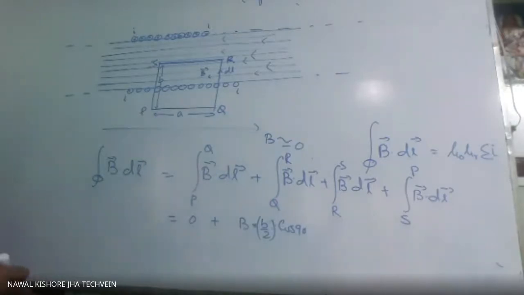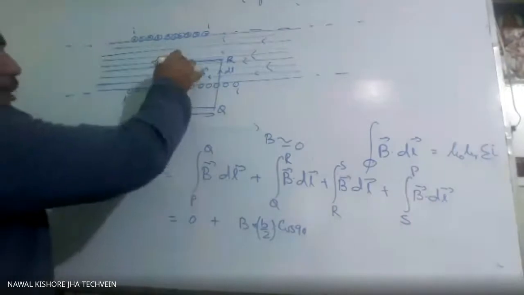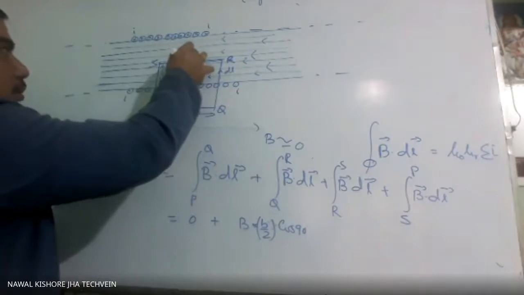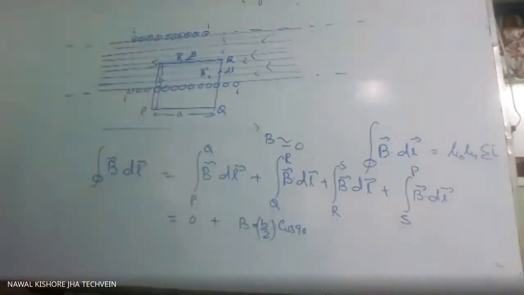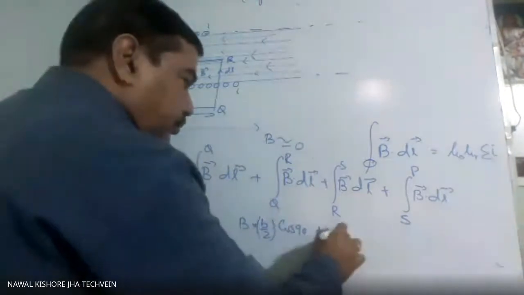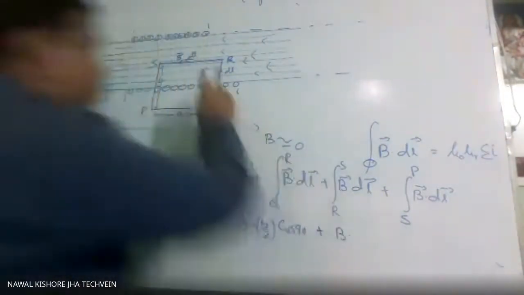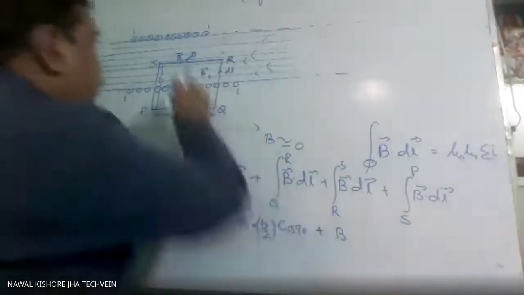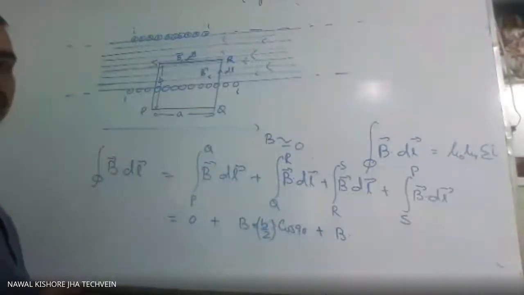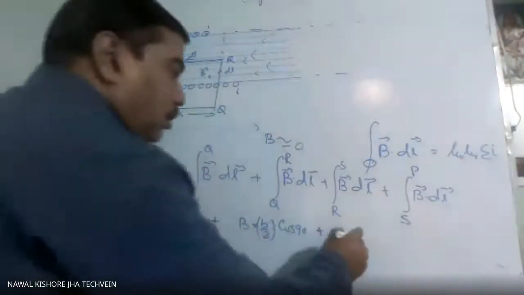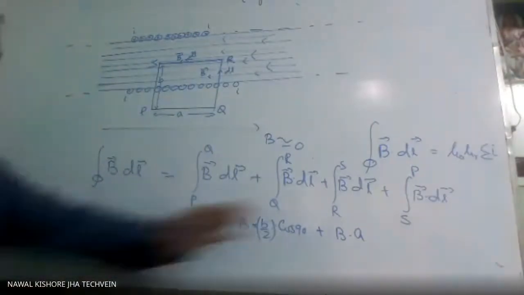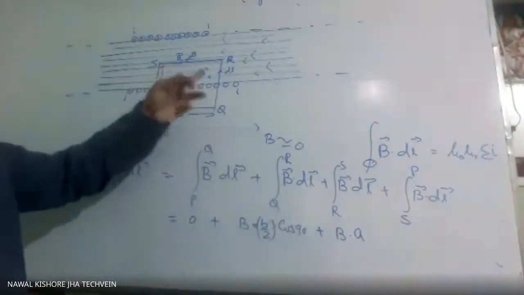R to S. B is in this direction and dl is also in the same direction. So what will come? B is uniform everywhere. From here to here B is the same. So we take out B, and the integral of dl from R to S. What will come? It will come A, because we have assumed the length A. So B times A.